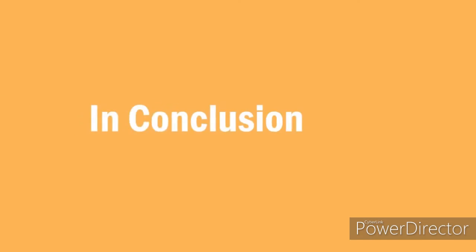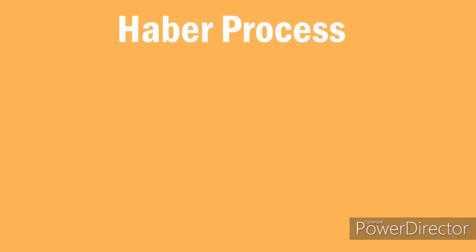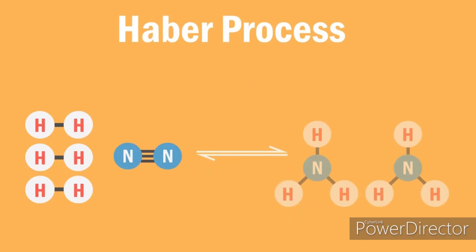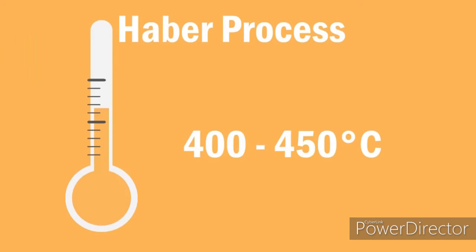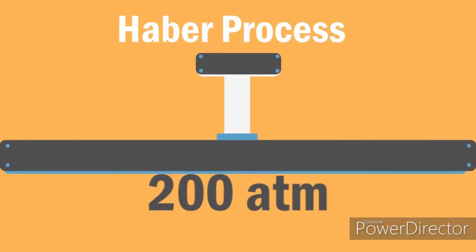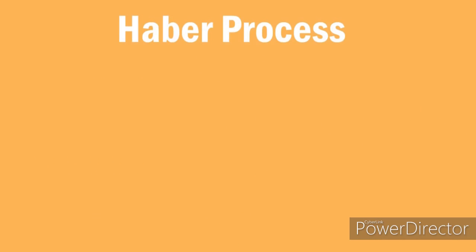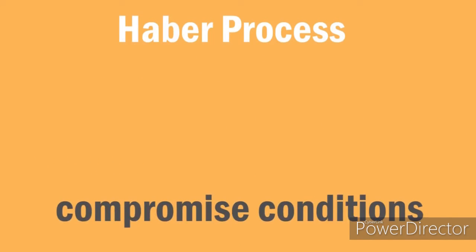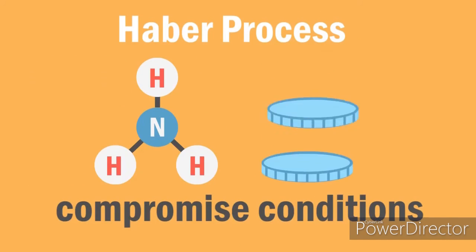In conclusion, the Haber process is the industrial process to produce ammonia from hydrogen and nitrogen. It is conducted at 400 to 450 degrees Celsius and at 200 atmospheres in the presence of an iron catalyst. These are compromise conditions in order to maximize ammonia production and economic profit.